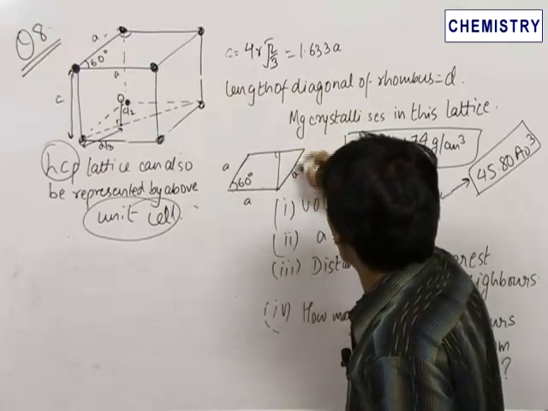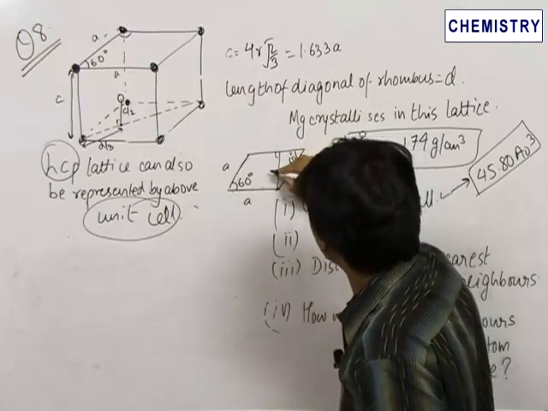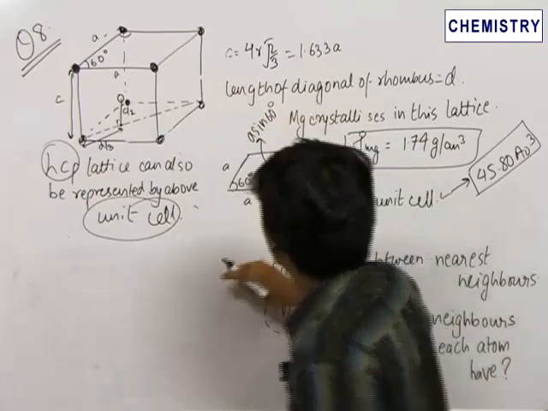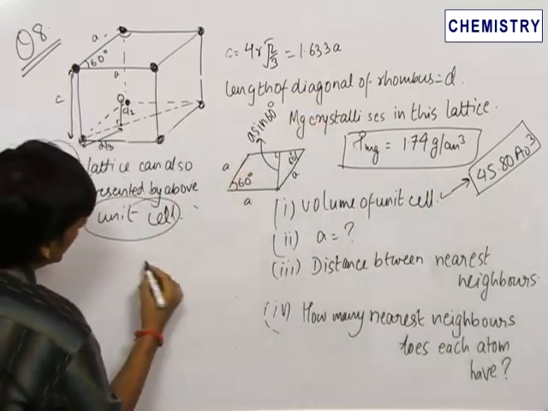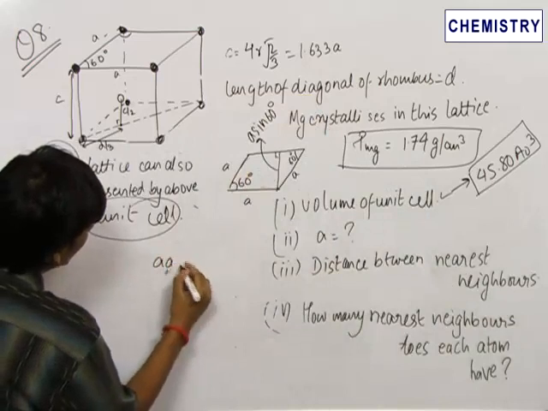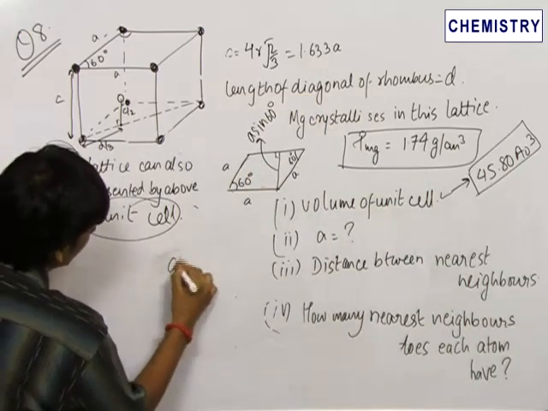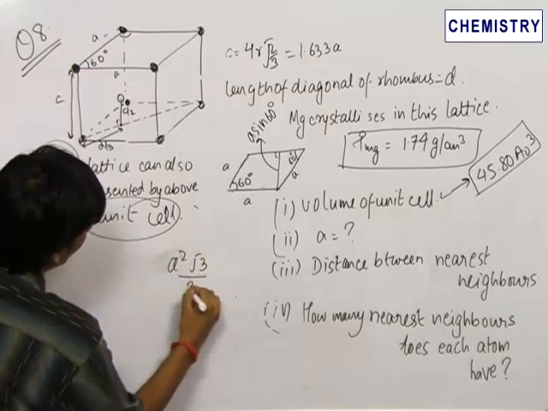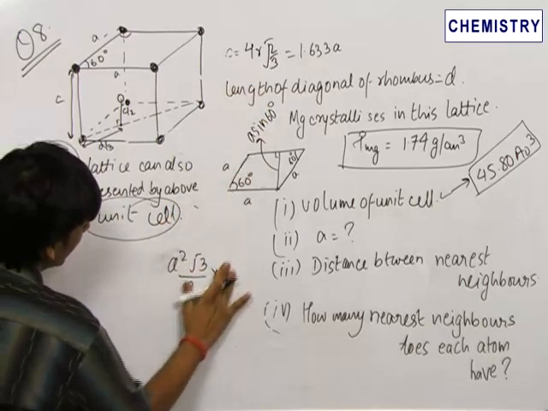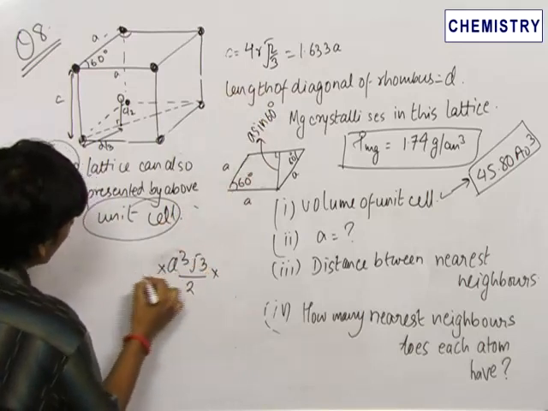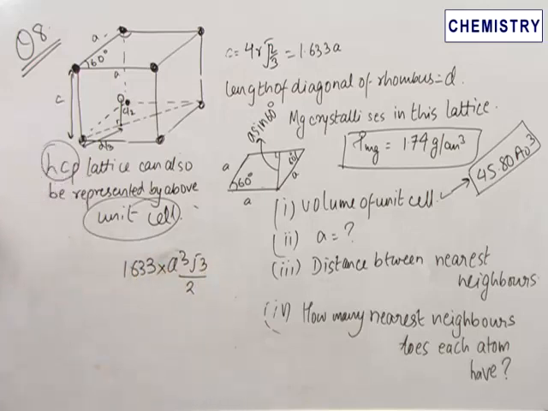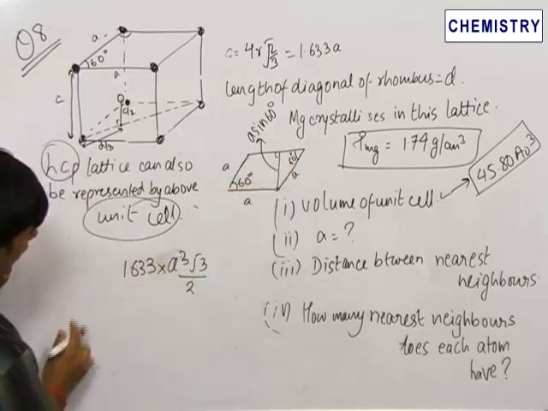Now this is A, this is 60 degrees. Therefore, this is A sine 60 degrees. Therefore, the area of the base comes out to be equal to A into A sine 60 degrees, that is A square into root 3 by 2. We multiply this by C to get the volume, that is equal to 1.633A. Therefore, we write A cube into 1.633. This is our required volume, and we already know that this is equal to 45.80 angstrom cube.